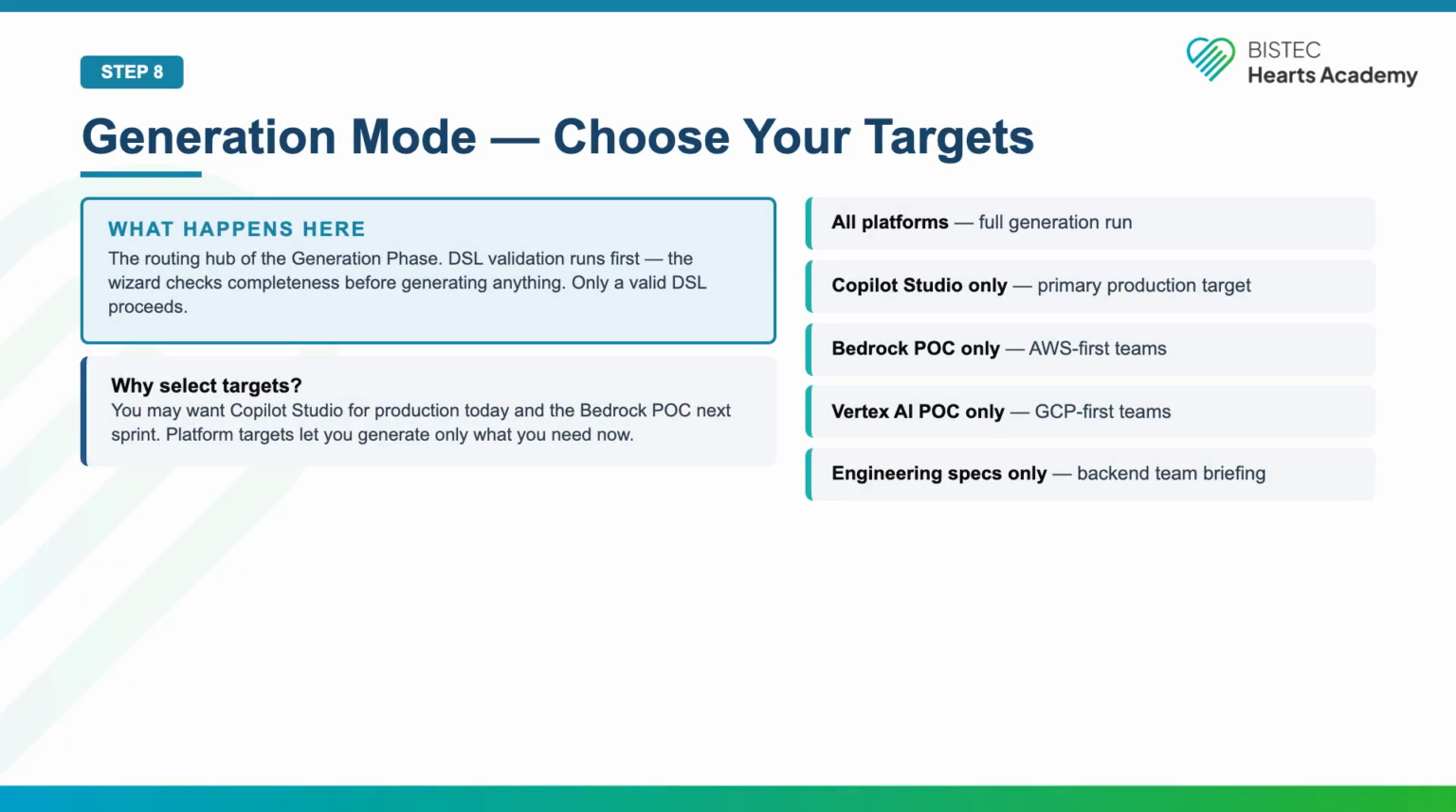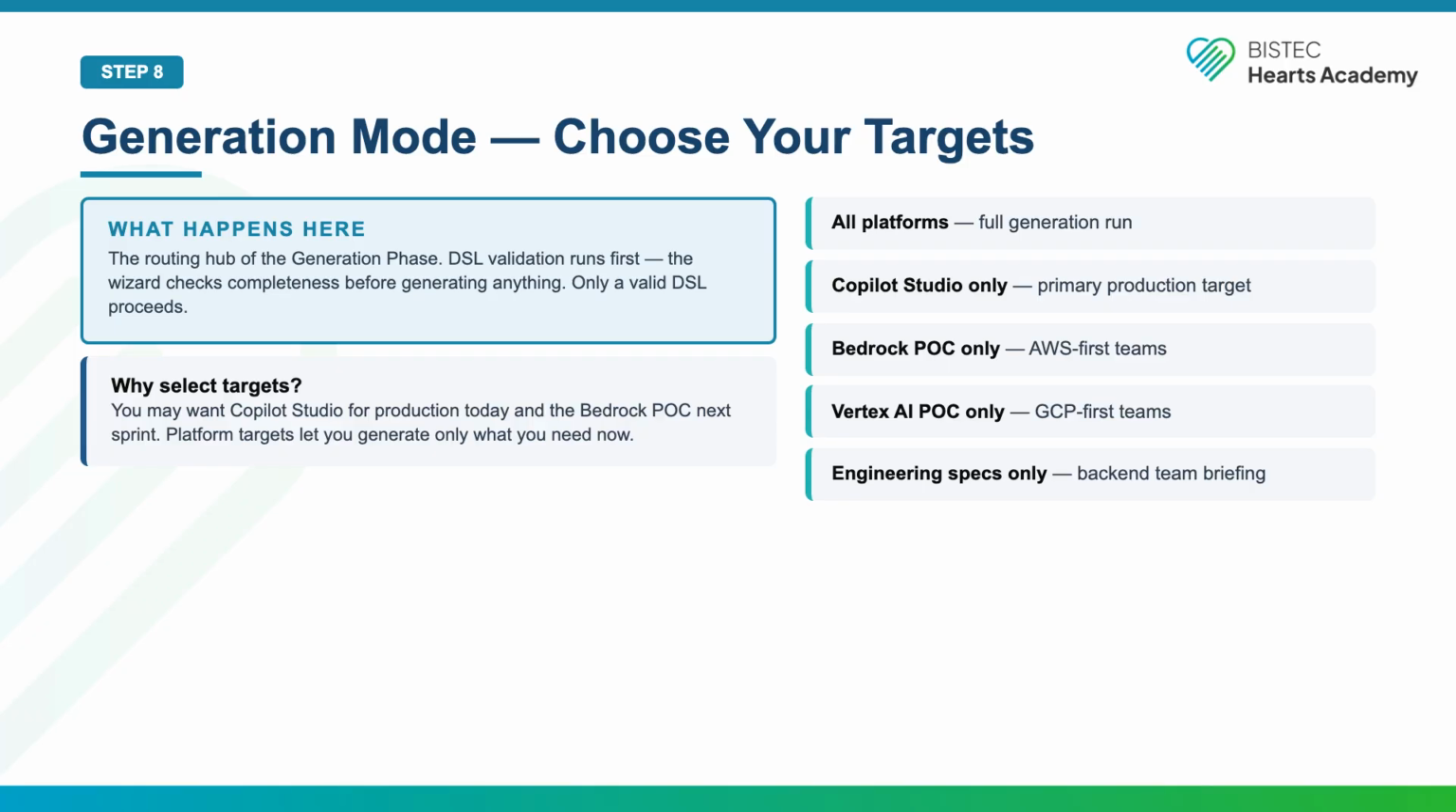Step 8 is where the generation phase begins. The wizard starts by running DSL validation. It checks your DSL for completeness and structural correctness before it will generate anything. Only a valid DSL moves forward. If anything is missing, the wizard tells you exactly what to fix. Once validation passes, you choose your generation targets.